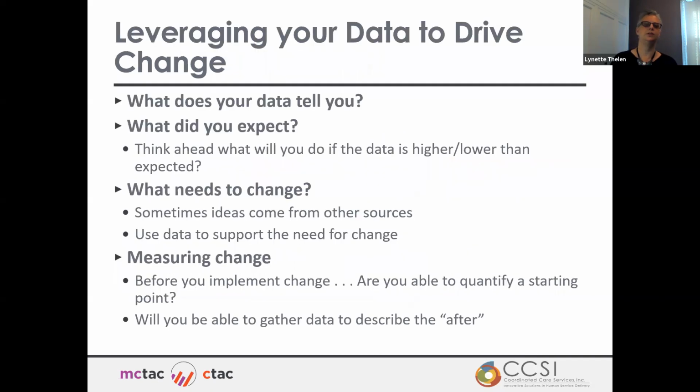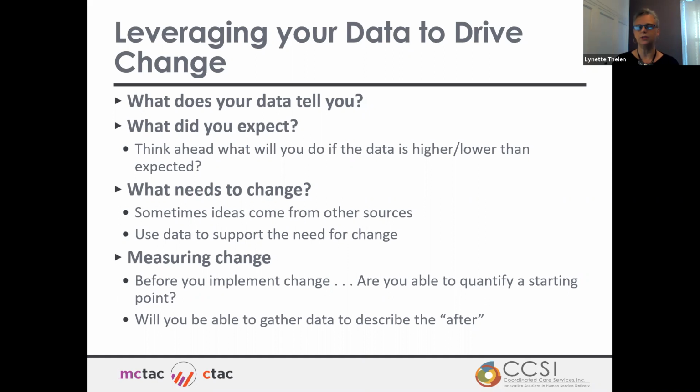Okay, so let's start with your data, which is what is going to really be an indicator to you to what you want to change, what you need to change. So we've been talking about doing measures. We've been talking about gathering data, turning that into visualization. Once you do that, you start to be able to see what that data is telling you. So are you seeing your data? Is your data showing you that your measures are higher or lower than you expected?